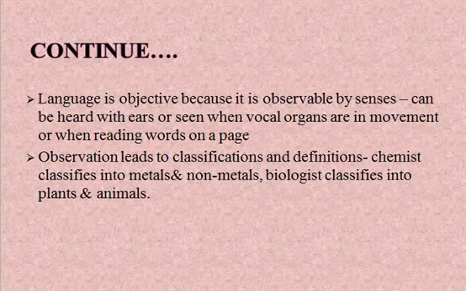Language is basically objective because it is observable by the senses. It can be heard with ears, or seen when vocal organs are in movement, or when reading words on a page. Observation leads to classification and definitions. A chemist classifies into metals and non-metals. A biologist classifies into plants and animals. The same is the case with language.